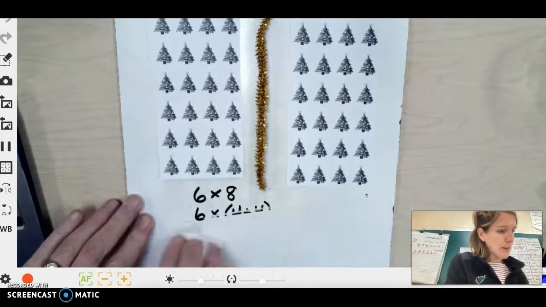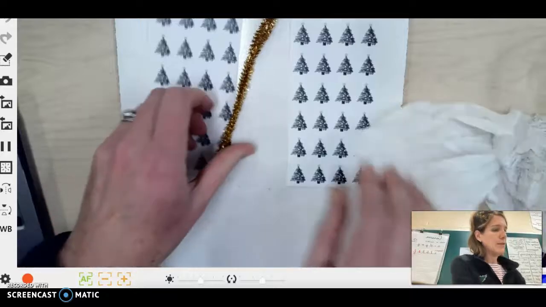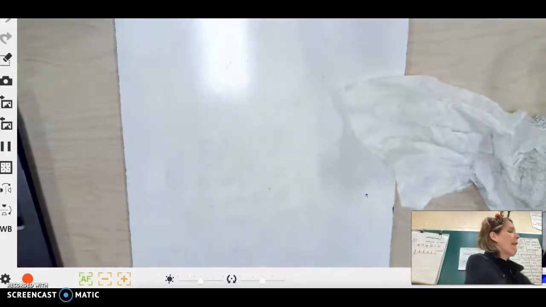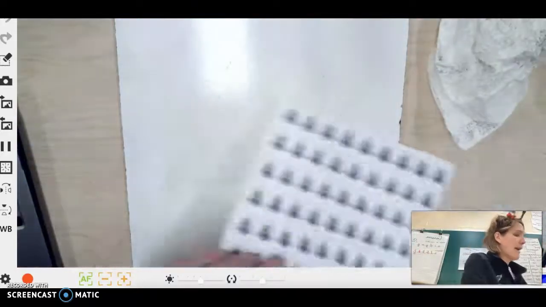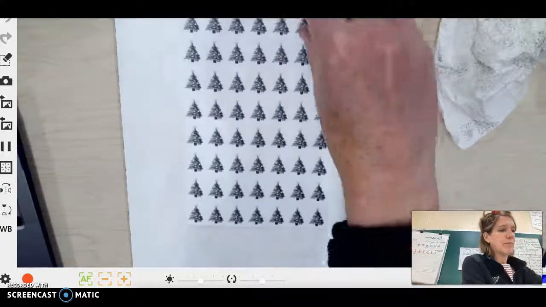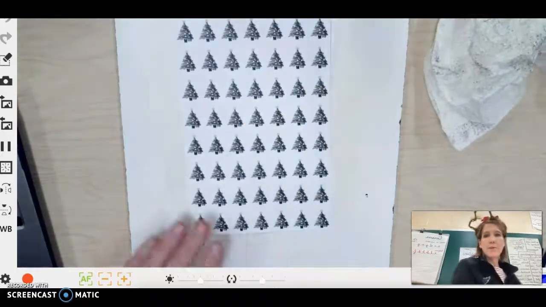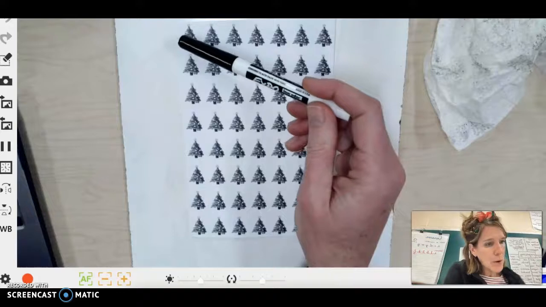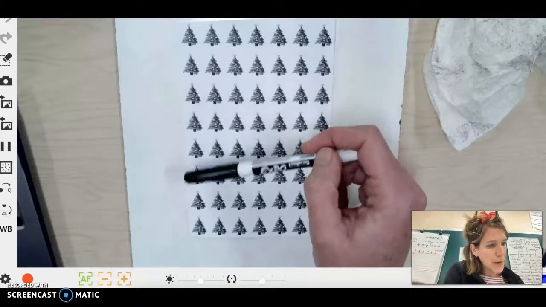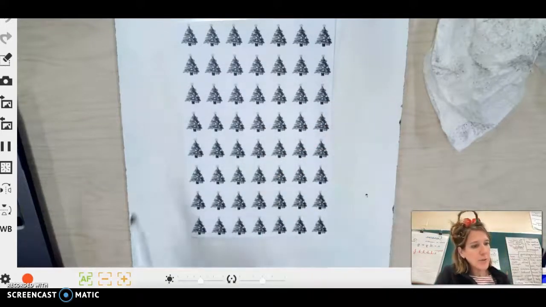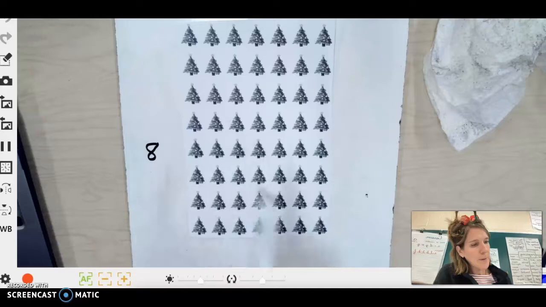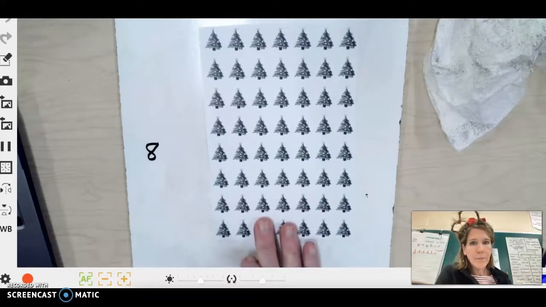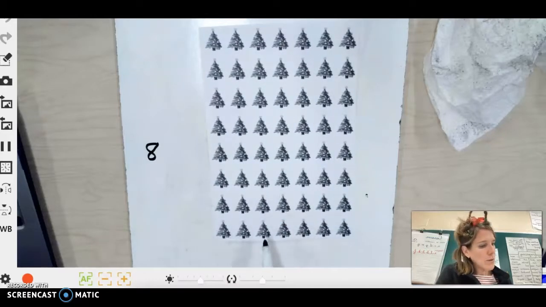Okay, now let's do another one together. Okay, let's get rid of these Christmas trees. And let's look at this. Okay, name the array. So first we count how many rows. 1, 2, 3, 4, 5, 6, 7, 8. These are 8 rows. We've got 8 rows. How many are in each row? 1, 2, 3, 4, 5, 6, 7. So 8 times 7.